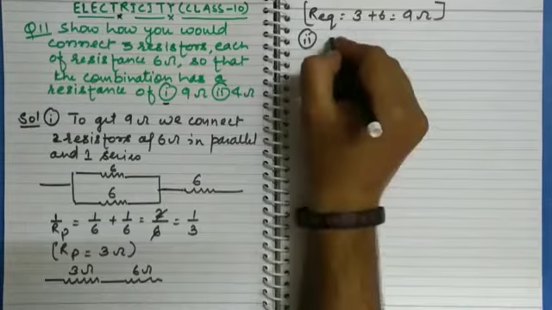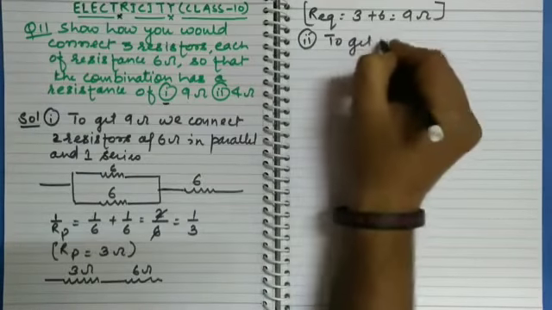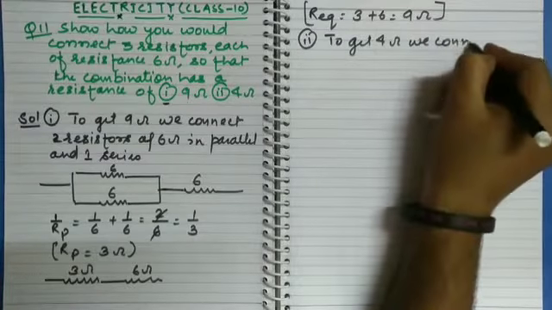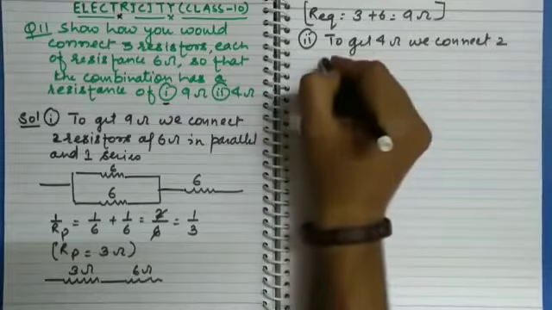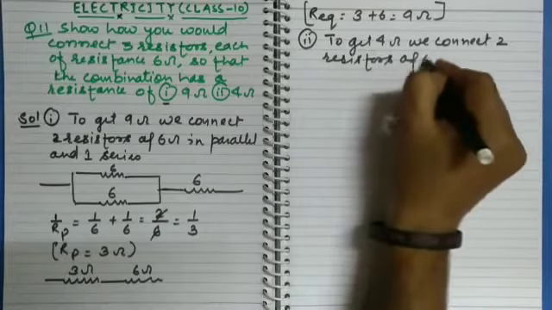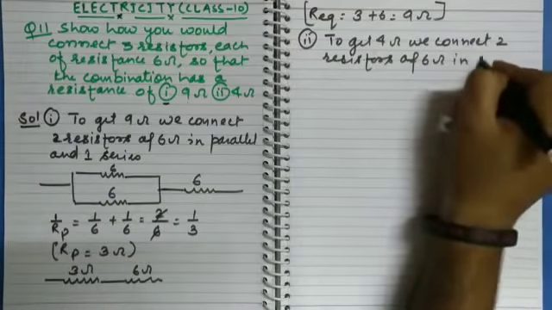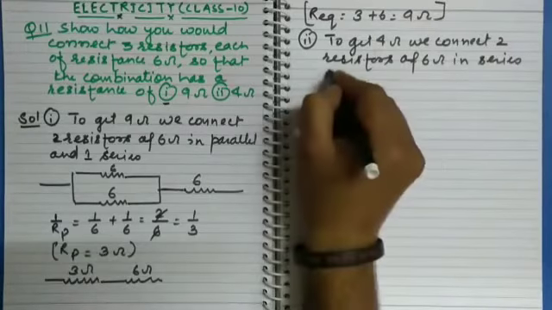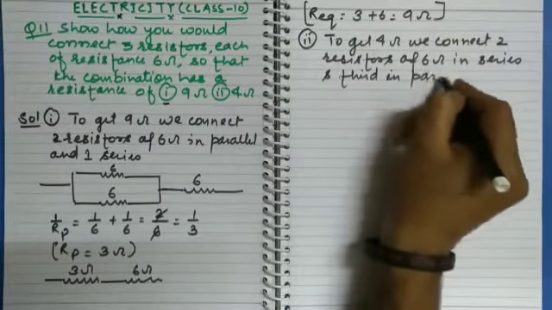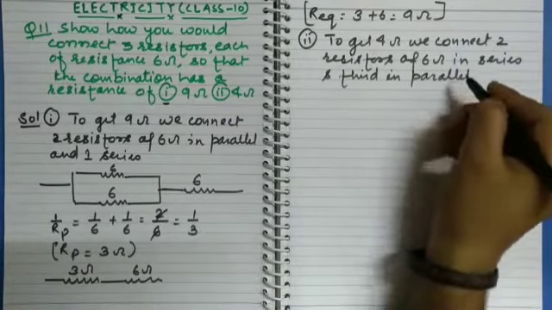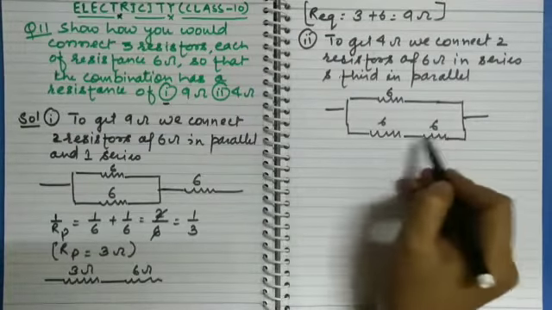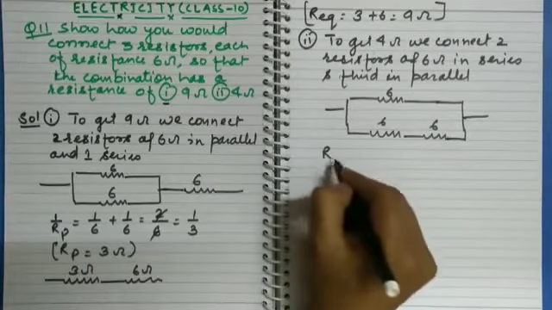To get 4 ohm, we connect two resistors of 6 ohm in series and the third in parallel. Now the figure is drawn like this, where one is parallel and two are in series.